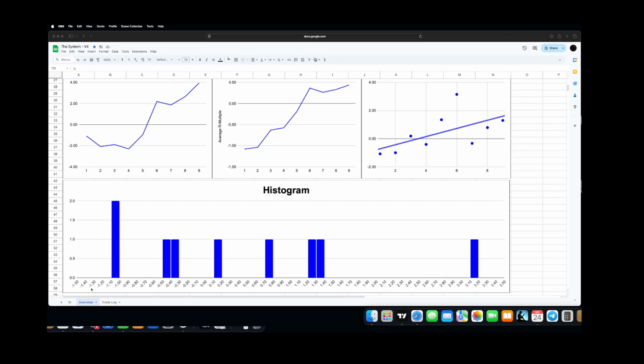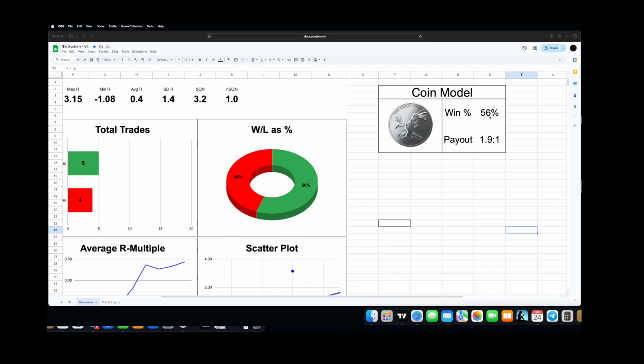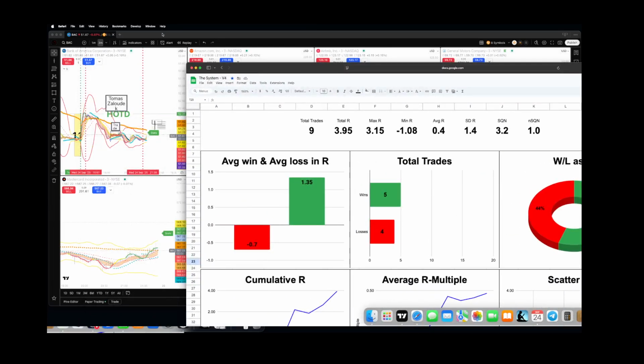Here's a scatter plot histogram. Here's that 1R loss, couple losses around 0.5, and then we have the couple wins, and then the big win, 3.1. The coin model, 56% win rate with a 1.9 to 1 payout, so that looks pretty good. Let's go look at the trades.